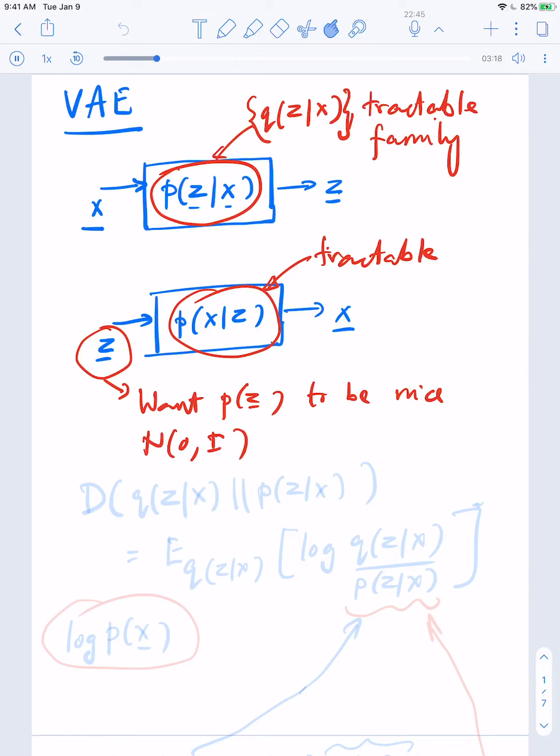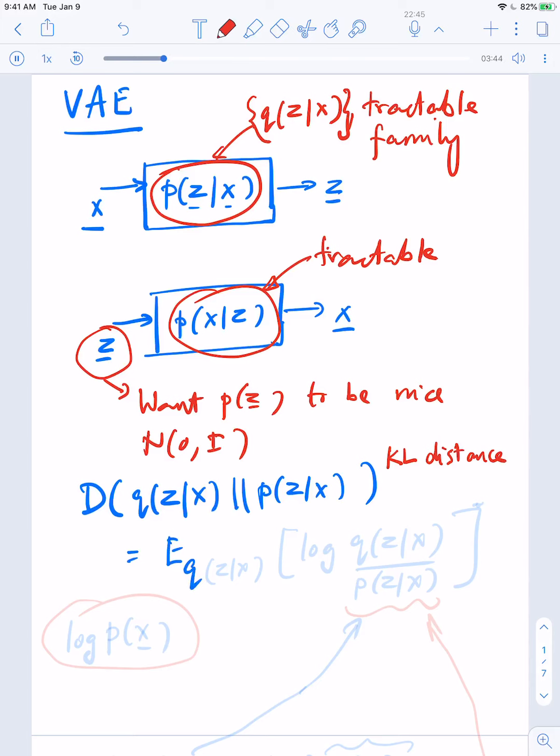So to do that, let's start with what is the distance between my approximation for the encoder, that is a probabilistic encoder, q(z|x), and the actual guy. I want to look at that. What is that? The information-theoretic KL divergence between those is the expectation, evaluated using the Q distribution, of the log of q(z|x) divided by p(z|x). Presumably, if I choose this Q from a rich enough family, I can make this small.